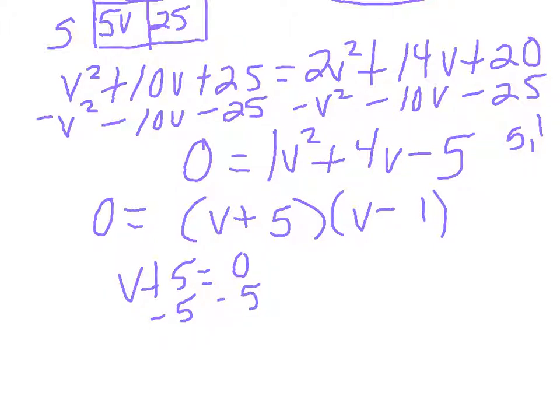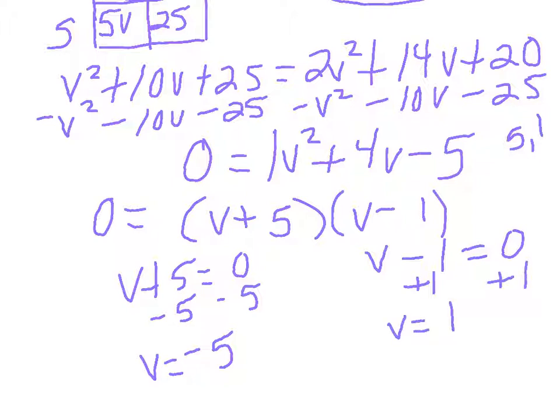When we do 0 minus 5, one of our answers is negative 5 for v. Take the other parentheses, set it equal to 0. To get rid of the 1, we're going to add it. So v equals 1. So our answers are 1 and negative 5. There you go. Alright, let's do one more.